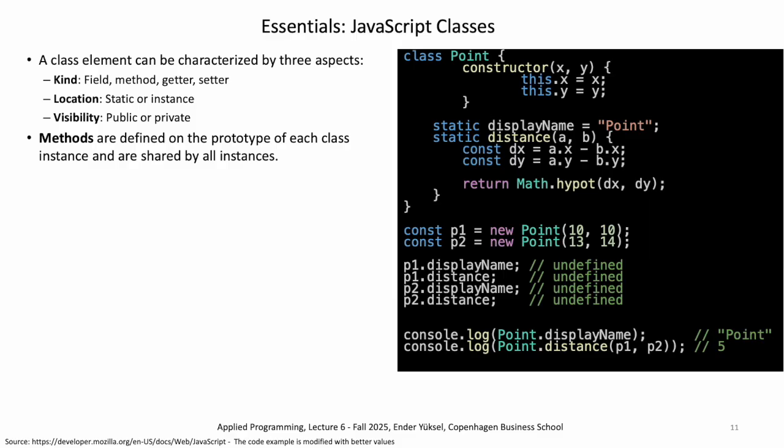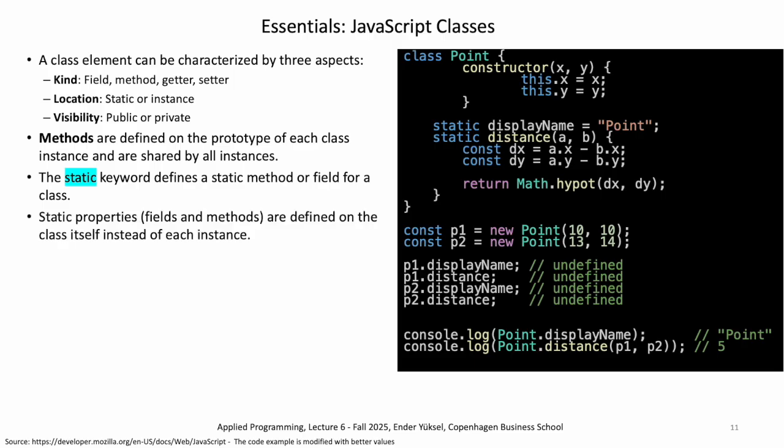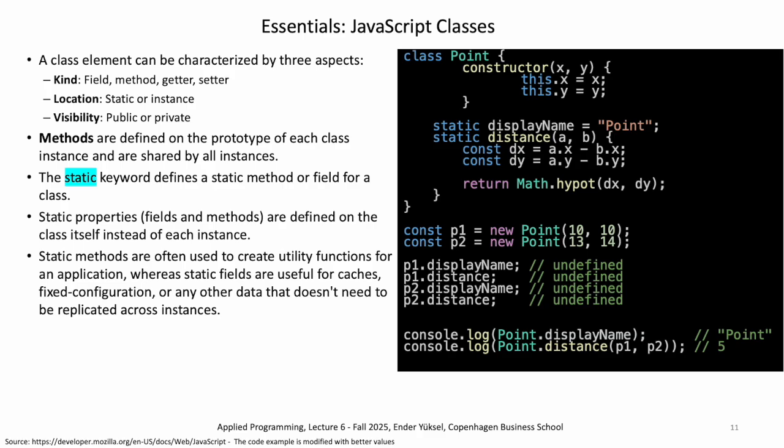Methods are defined on the prototype of each class instance and are shared by all instances. The static keyword defines a static method or field for a class. Static properties, fields and methods are defined on the class itself instead of each instance. Static methods are often used to create utility functions for an application, whereas static fields are useful for caches, fixed configuration, or any other data that doesn't need to be replicated across instances.